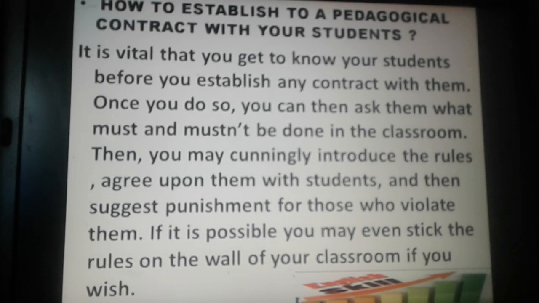This contract should be stuck on the wall because this action will help students not to forget these rules, whether for a month, a year or a week. It will be relevant for the whole year. This is how to establish a pedagogical contract with your students.